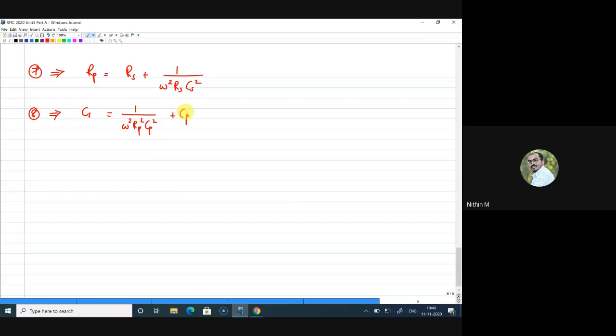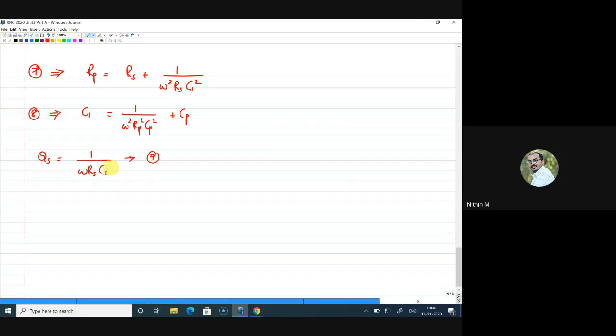Now I'll just bring the Q factor into the picture. I know that the series Q factor for an RC element is 1 by omega into Rs into Cs. If I look at equation number 7, I am substituting Qs in equation number 7. In place of 1 by omega Rs Cs square, I will write Qs.